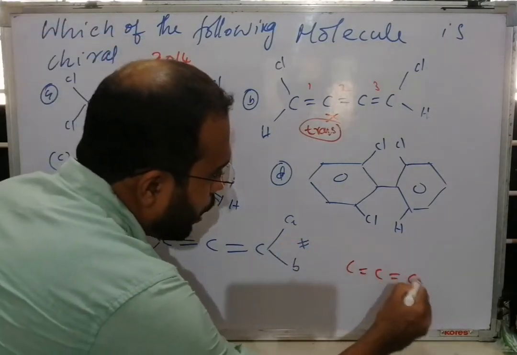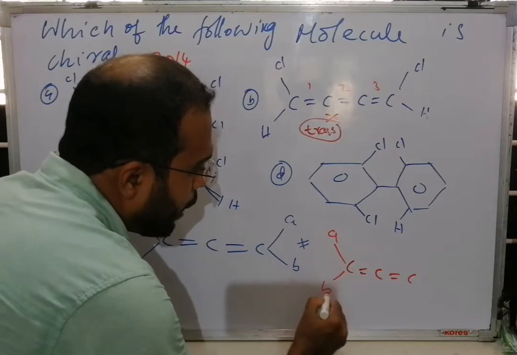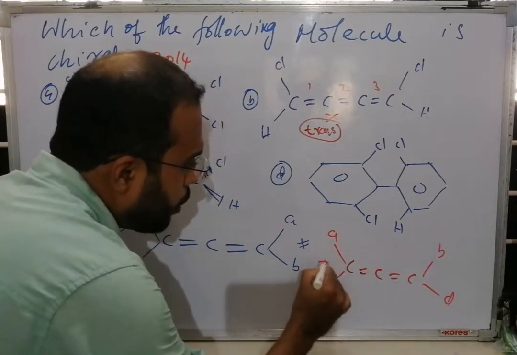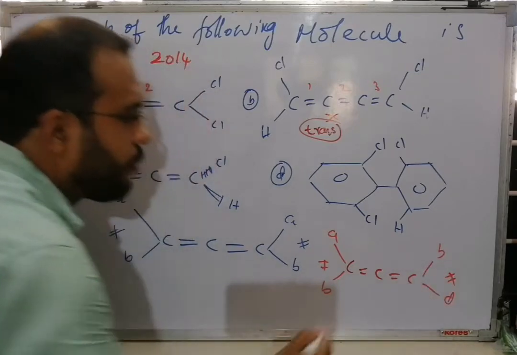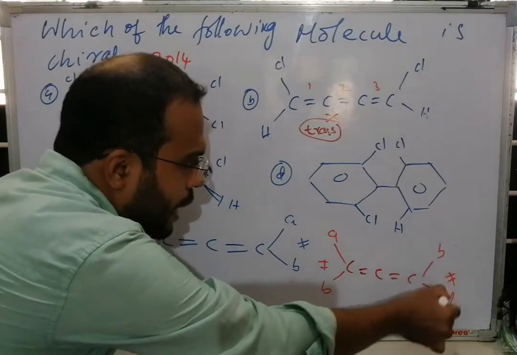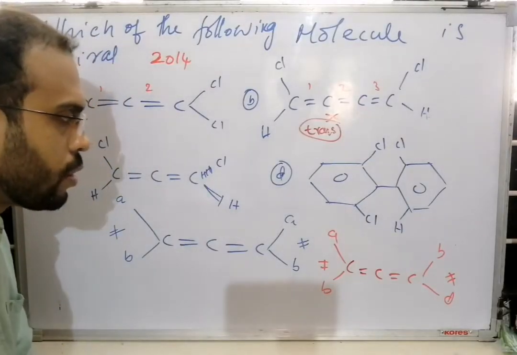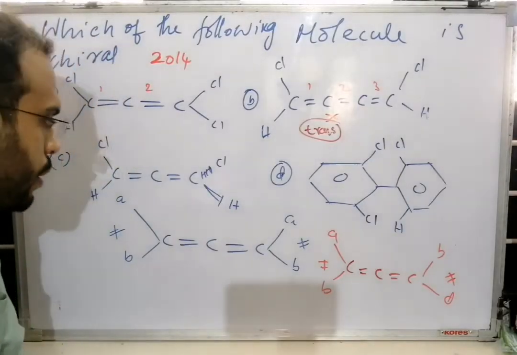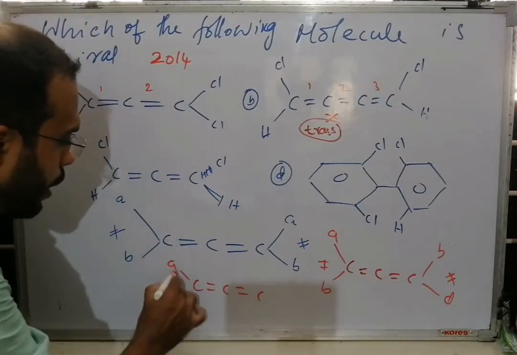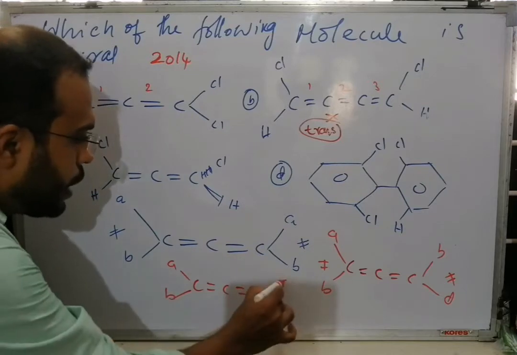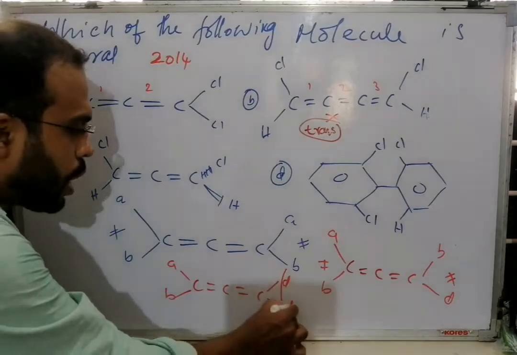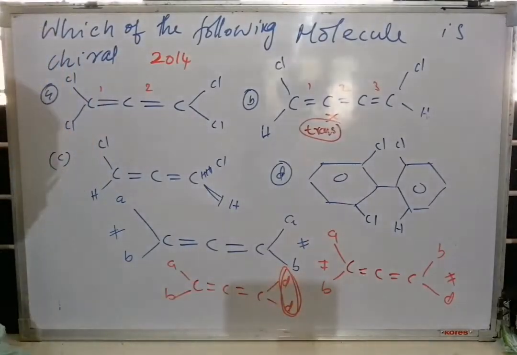C double bond C, A, B, B, D. A is not equal to B, B is not equal to D. These groups are different. Therefore, they are optically active. Or it can be C and D, no problem. Okay? This is not optically active, which is A, B, D, D. This is not optically active because these two groups are the same.